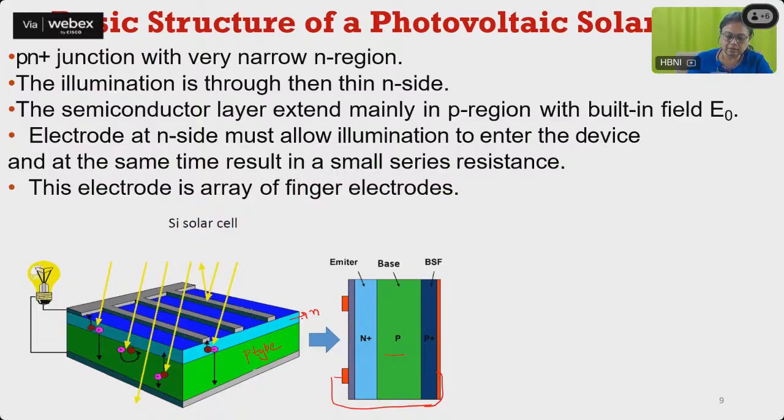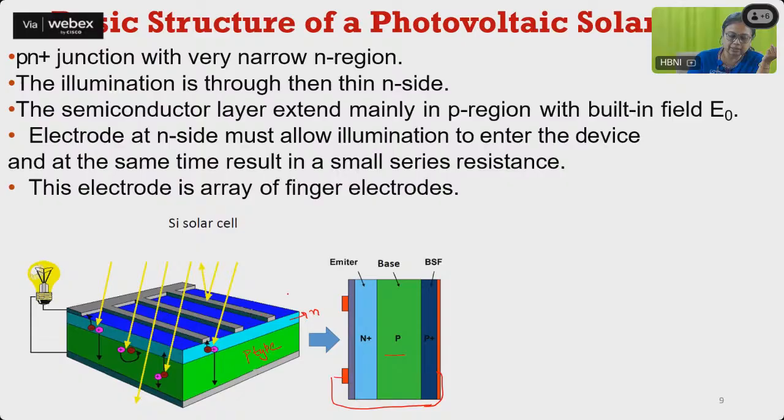Because this is a PN junction, we have learned in the first chapter that when there is a PN junction of a semiconductor, there will be a depletion layer, and on the two sides of the depletion layer there will be an electric field because of the buildup of cations or anions. So there will be some built-in field, and the electrode at the end side must allow illumination to enter the device.